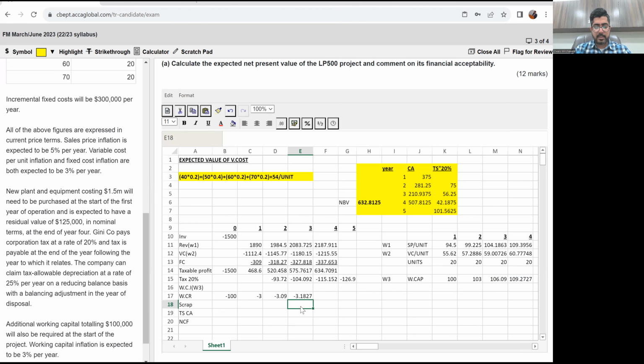Okay, this has been discussed in the class that 100 is required at the start of year 1, so put it in 0. 103 at the start of year 2, so you put it in year 1, 3 only, 100 is already invested. Then 106.09 at the start of year 3, so you put it in 2, 3.09, and then at the start of year 4, 3.1827. And this is working capital investment.